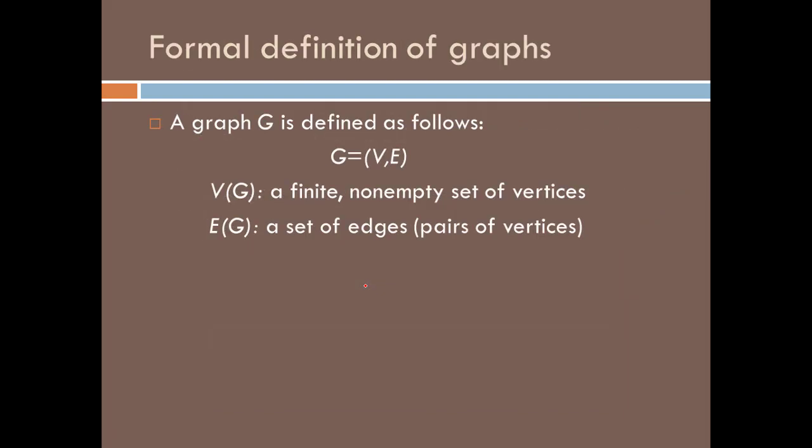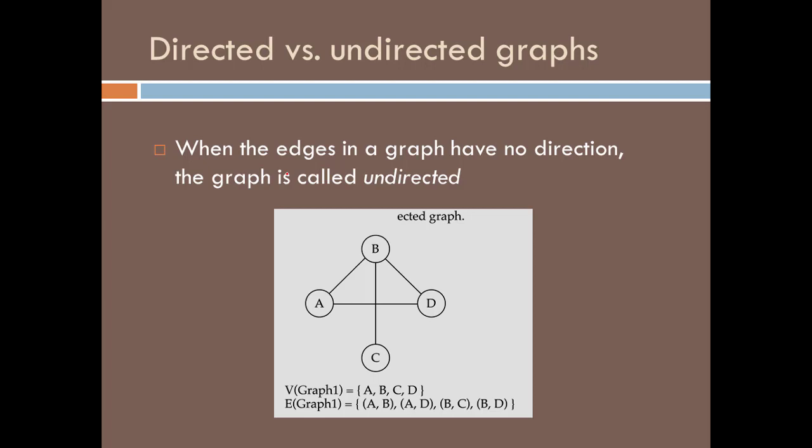Formally, a graph G is defined as G = (V, E), that is, vertices and edges. V(G) is a finite non-empty set of vertices, and E(G) is a set of edges, which are pairs of vertices. Each edge connects two nodes or vertices of V(G). So this is the mathematical definition of a graph.